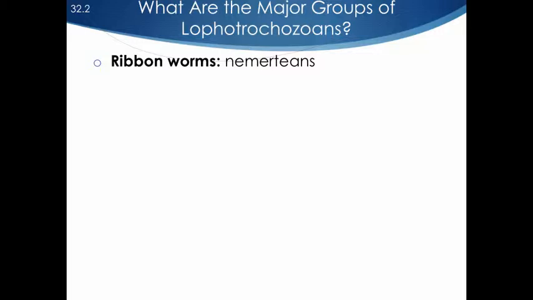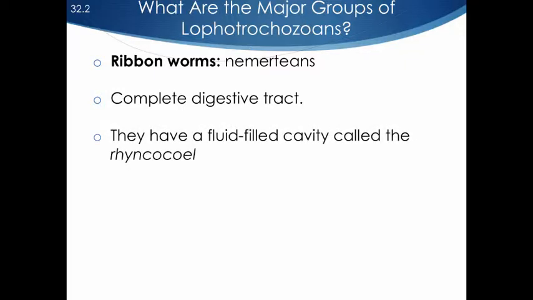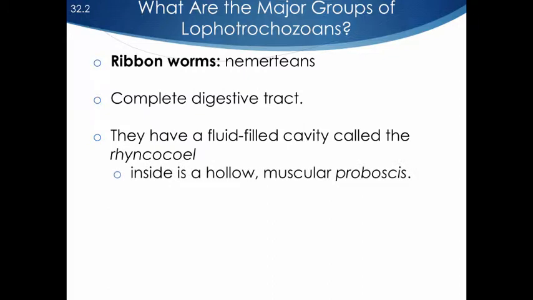Now we're going to get into ribbon worms, and they're also, I'm going to butcher this, nemerteans. So here are their characteristics. They have a complete digestive tract too. They have a fluid-filled cavity called a rhynchocoel, and inside is a hollow muscular proboscis. Now, if you've noticed a pattern yet, anything that has coel refers to a body cavity. So a pseudocoel, a rhynchocoel, and we'd also seen some other examples in the previous slides.